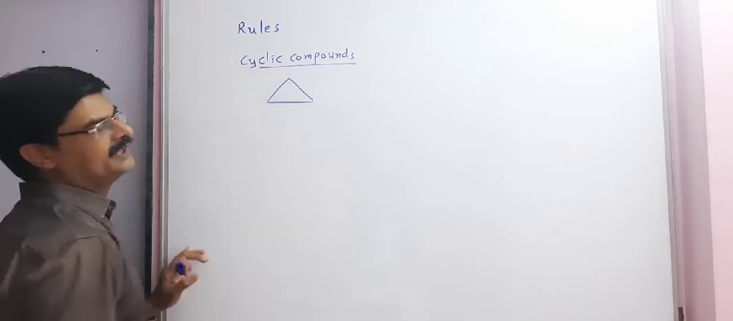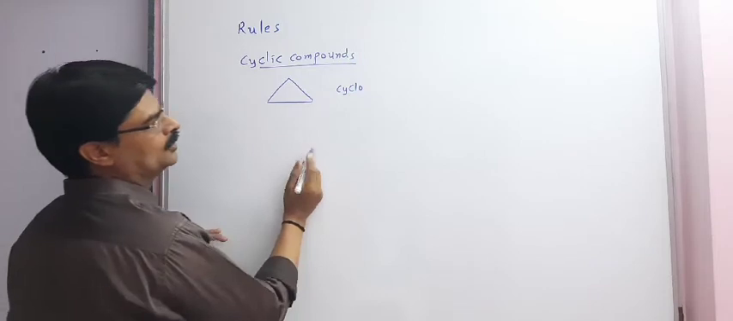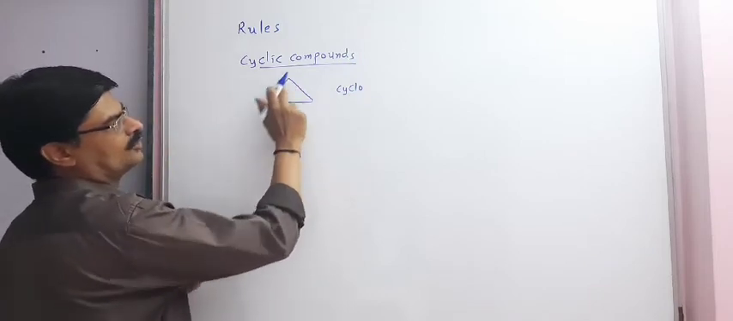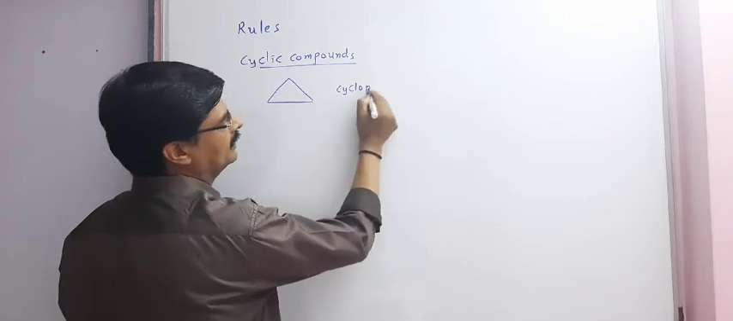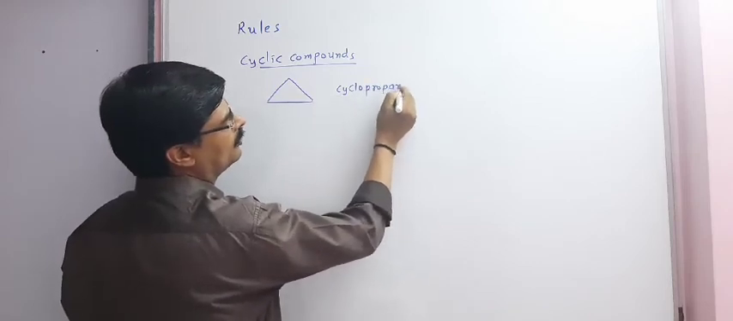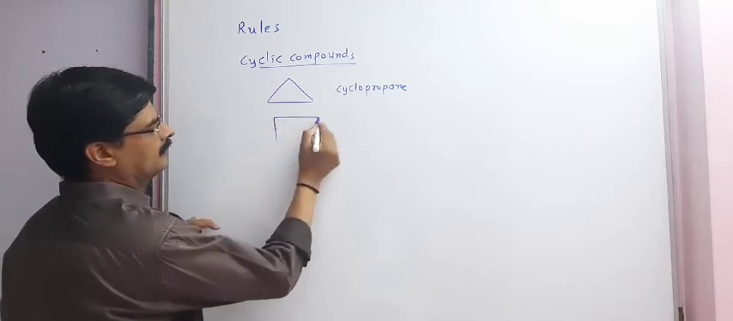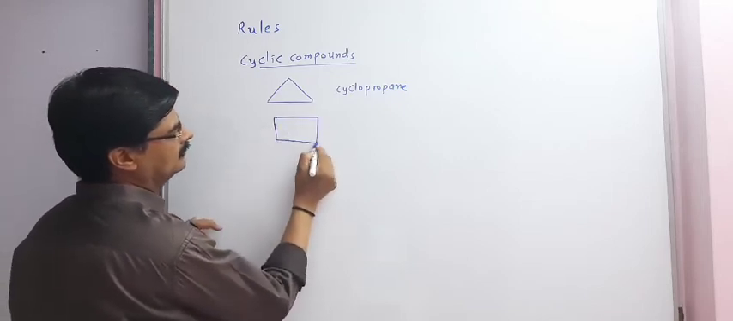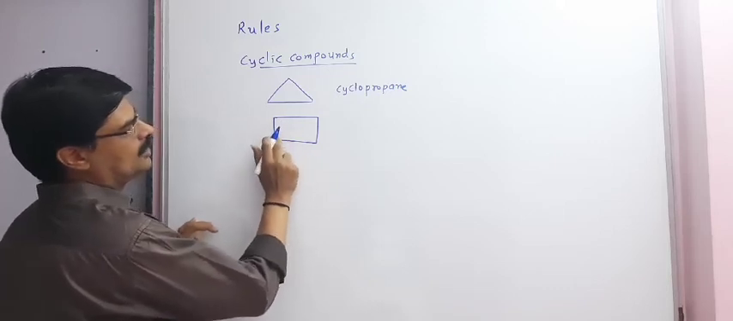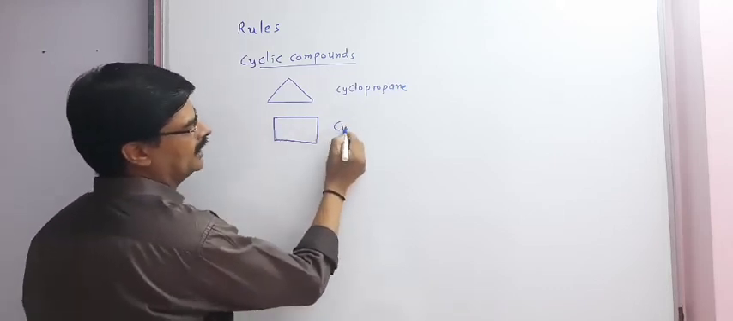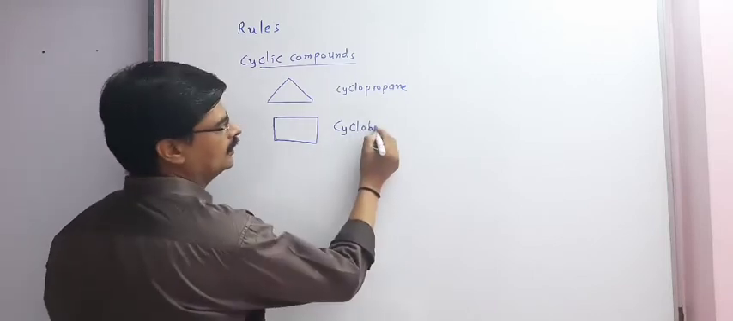If this compound is present, then we simply write first the cyclo and then the base alkane. So the total number of carbon atoms here is 3. That is why the name of the compound will be cyclopropane. Second example. This has a total of 4 carbon atoms and a closed structure, that is why cyclobutane.